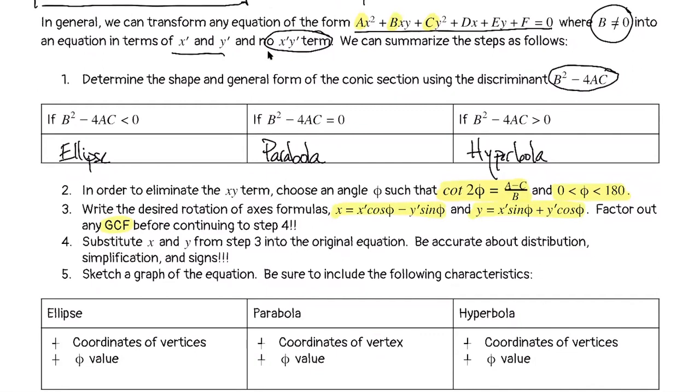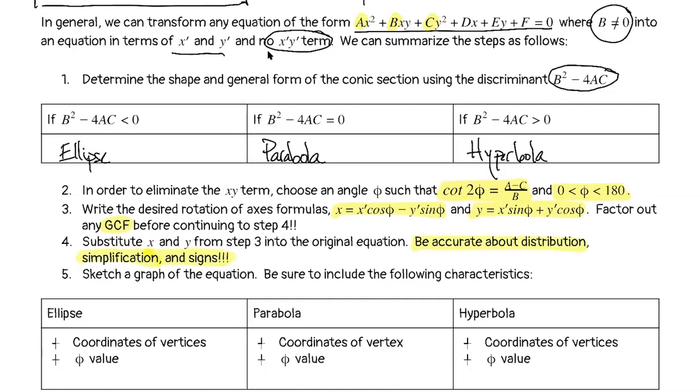All right, step 4, you're going to substitute x and y from step 3 into the original equation, just like we did in that first example. We need to be really accurate here. Did we distribute correctly? Did we simplify correctly? And are all of our signs correct?